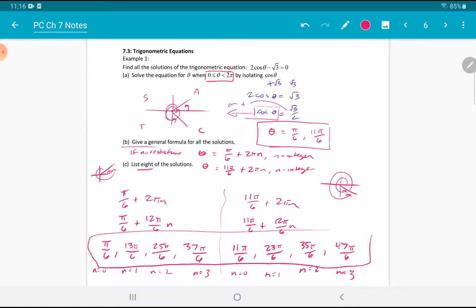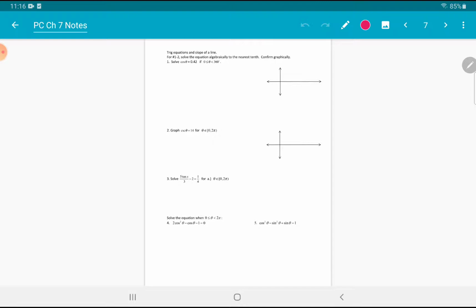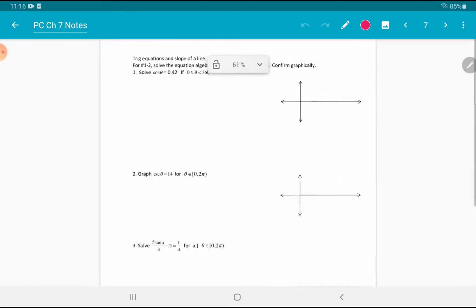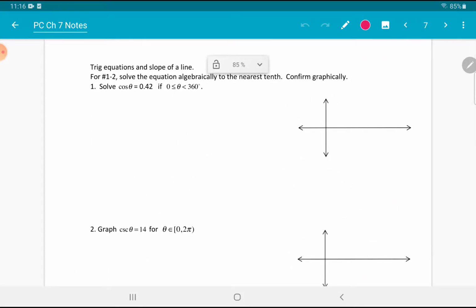Okay. All right, going on. Solve cosine of theta is equal to 0.42 if we're contained within the restriction of 0 to 360 degrees. Now notice this is in degree format. Also notice that the question is asking us to solve algebraically and also confirm graphically.